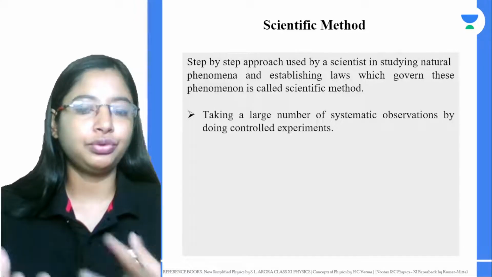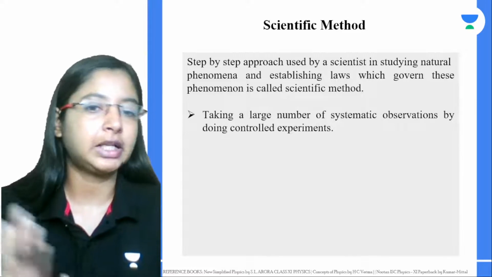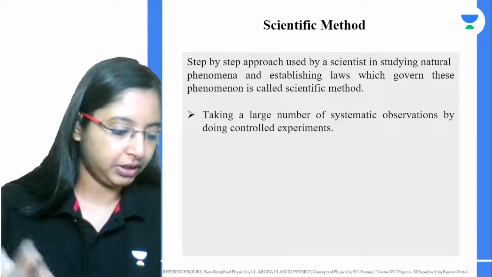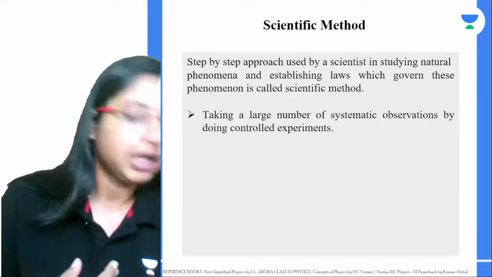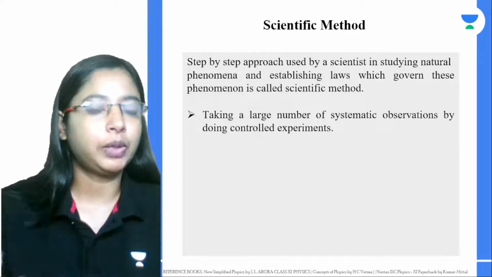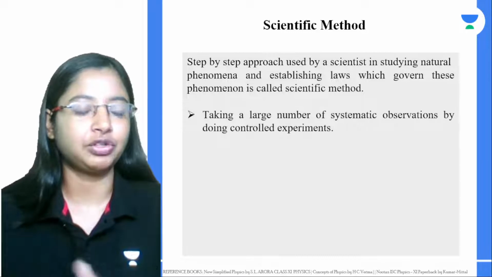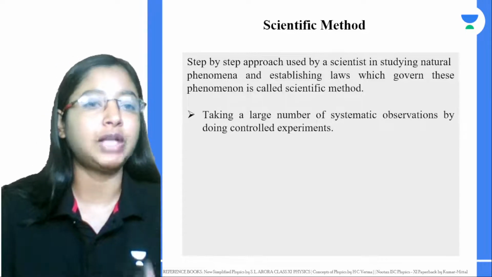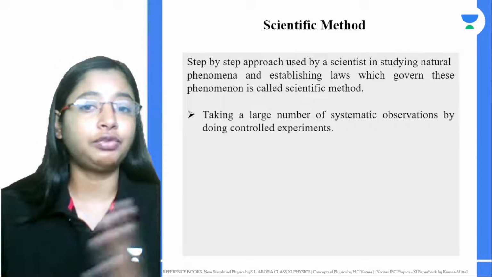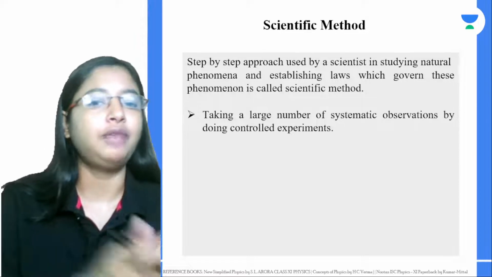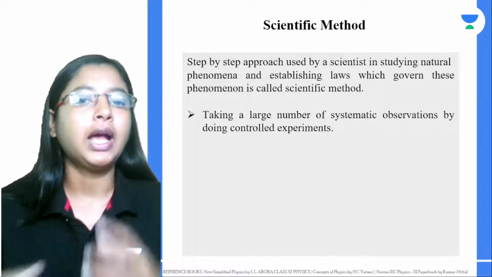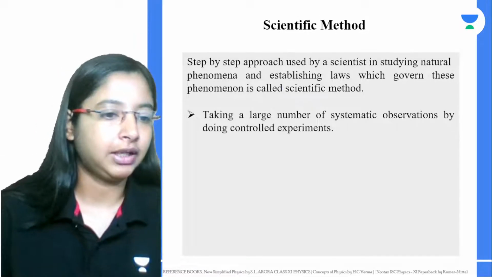But you can't just do this on one day. One day I've taken an experiment and that is right? No, this can only happen when you're taking a large number of observations. You can't just do it for one day. You have to keep trying it. Systematic observation has to be made for a longer duration. Only then can you come to any conclusion.